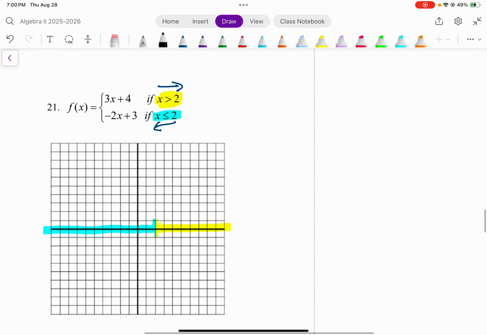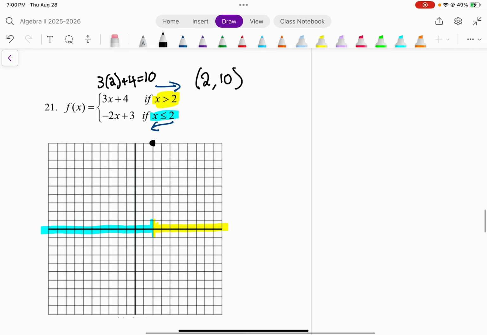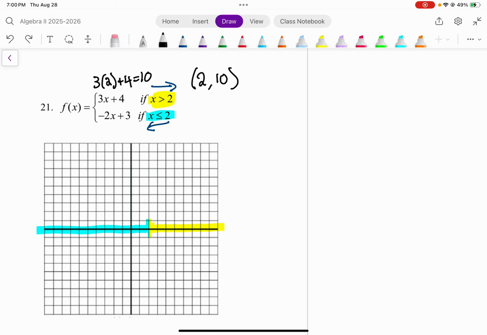Plugging that number in, that will be our x coordinate for our first point. 3 times 2 is 6, plus 4 would equal 10, making our first point at 2, +10. Oh, sorry. This one, before I forget, does not have the or equal to, making it an open circle.